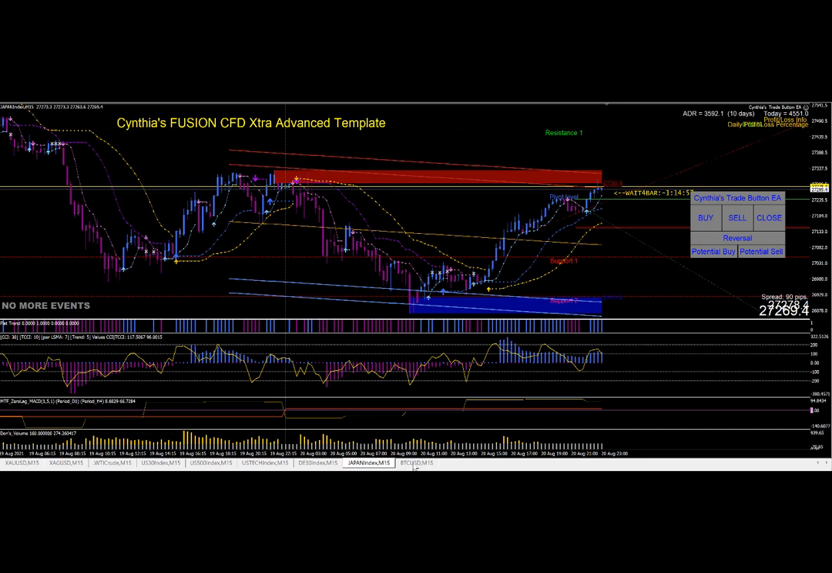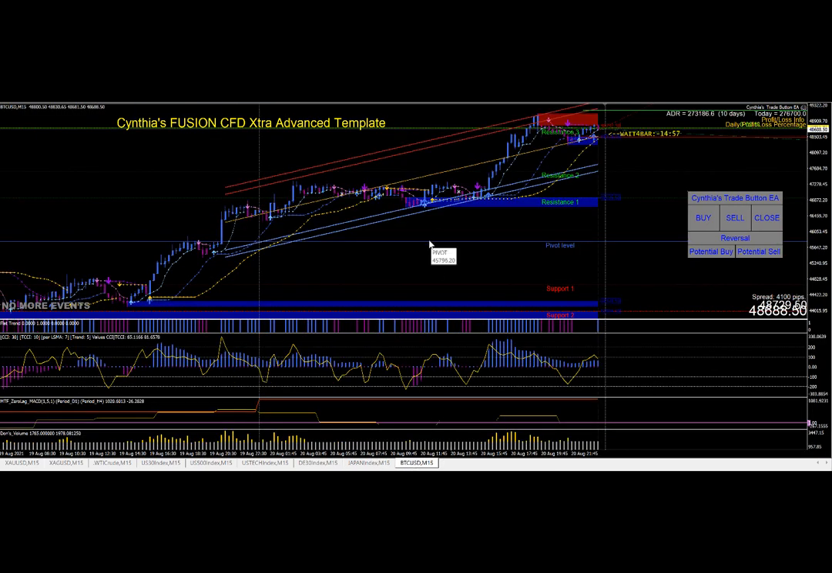Amazing, isn't it? And here's Bitcoin. Bitcoin, when it starts to go, it can really go, but it does have a lot of consolidation time. Because I like Bitcoin, I like to trade it. So I hope that this gives you a nice introduction to the CFD and the currency extra advanced templates.